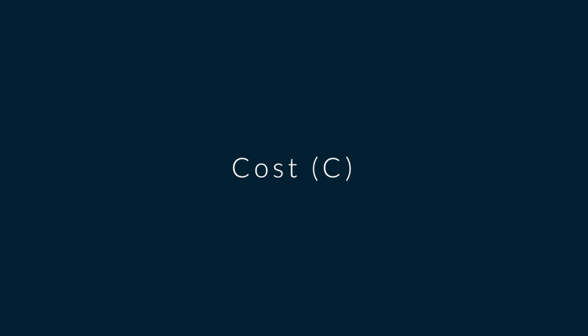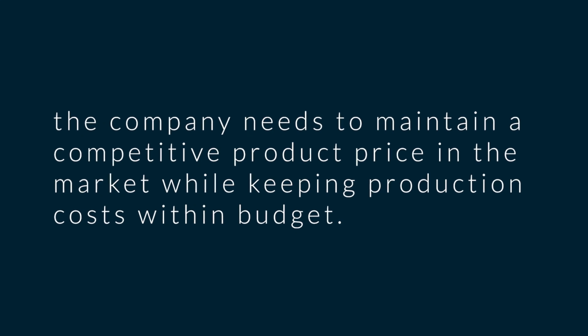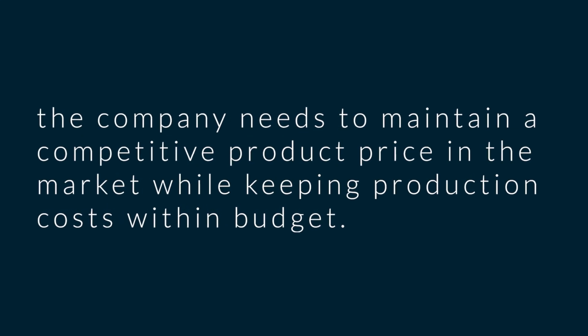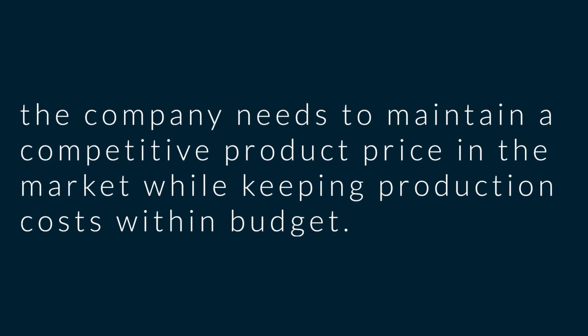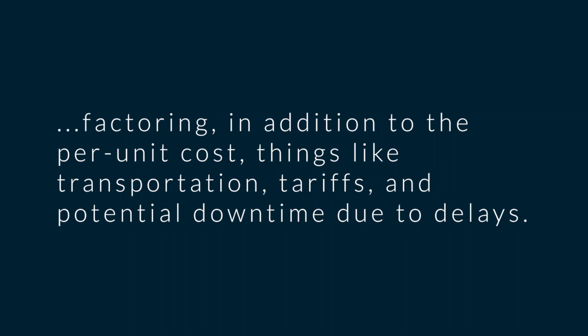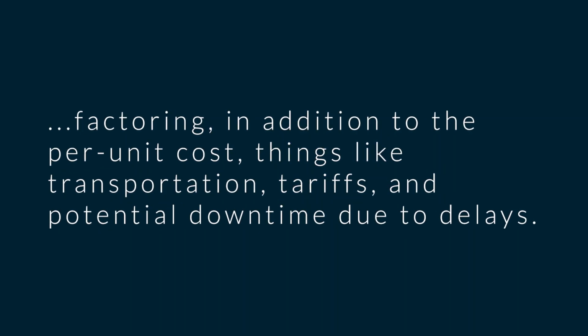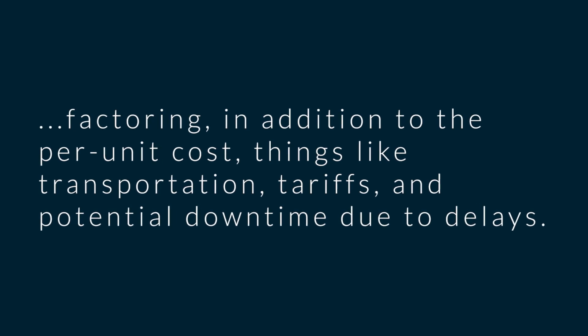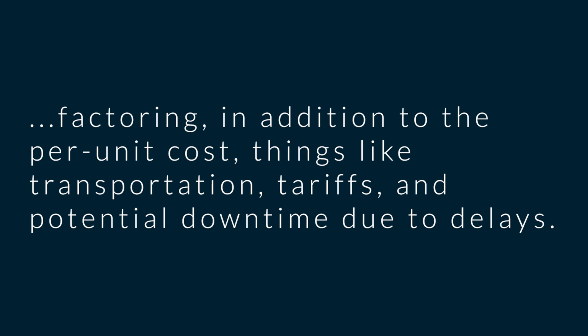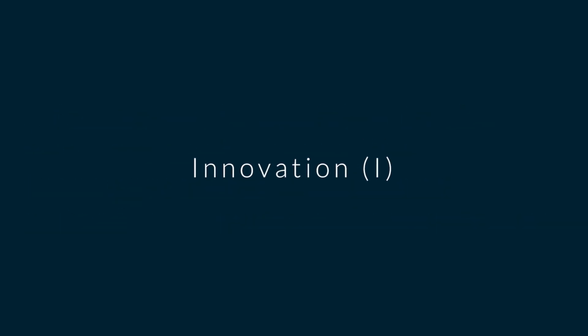And then we have cost. So remember that at the end of the day, we're not just buying these things and manufacturing them. We also have our needs. The company needs to maintain a competitive product price in the market while keeping production costs within budget. And this is where something like the total cost of ownership comes in. So it's not just an issue of we bought at this price, because total cost of ownership is more than the price. And that means factoring in, in addition to per unit cost, things like transportation, tariffs, and potential downtime due to delays. And then we also have, finally, innovation.